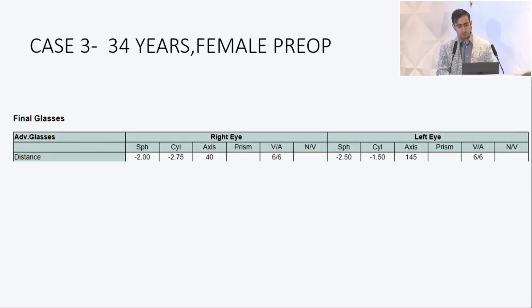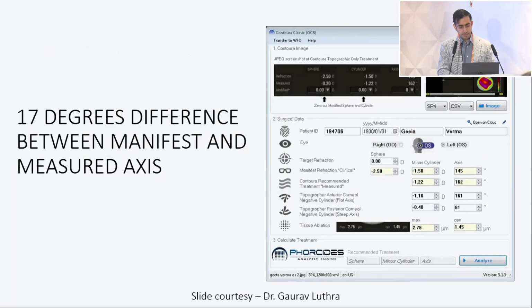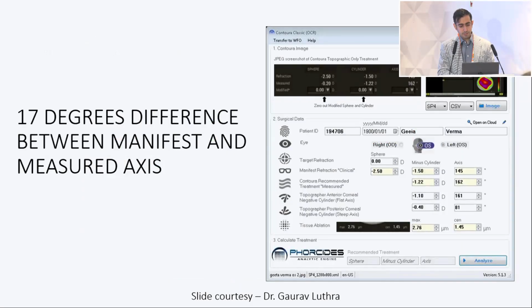This is the post-op EyeTrace refraction. This is yet another case. These slides are courtesy Dr. Gaurav. So this is a patient with a -2 sphere, -2.75 cylinder in the right eye and a -2.5 with a -1.5 in the left eye. This is the Pentacam of the patient.